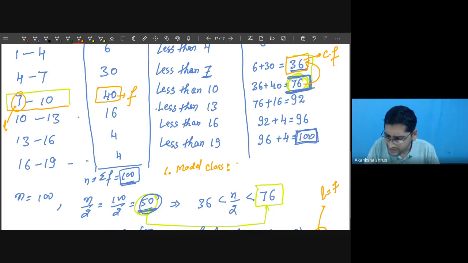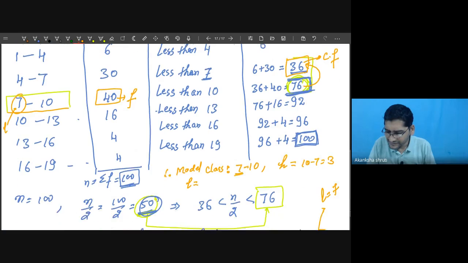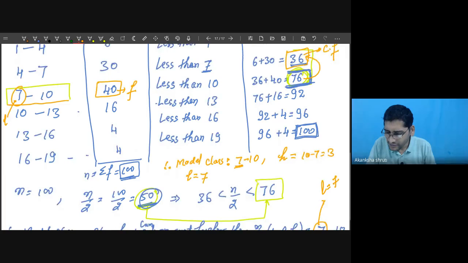Write down this interval 7 to 10. What is the height or width of this modal class? It is uniform. So basically 10 minus 7 is 3, so h is determined. What is the lower limit of this modal class? This 7. Lower limit of modal class.